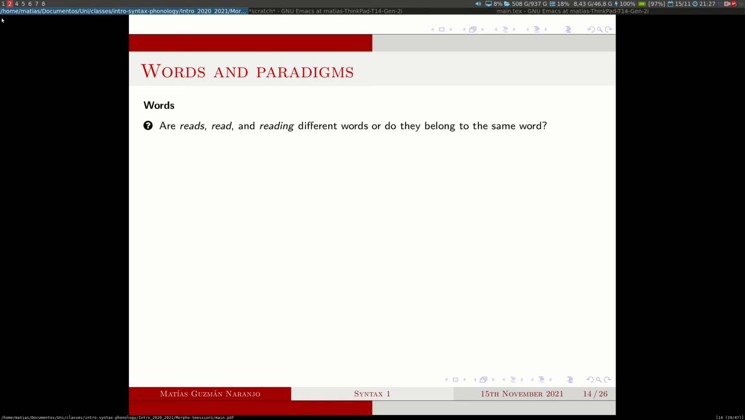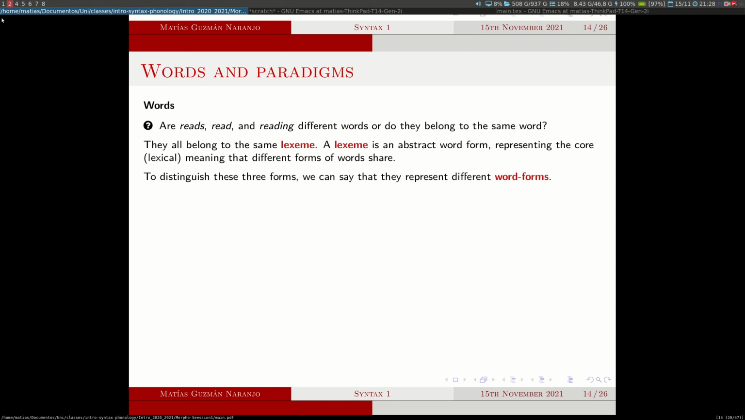Pronouns can also be in paradigms, demonstratives can also be in paradigms, but we mostly think of nouns, verbs, and adjectives. So, for example, if we are talking about reading, those are different words, but they also belong in a sense to the same core meaning, and we call that a lexeme. So these are word forms from a lexeme, and a lexeme is like an abstract word form which represents the core lexical meaning of many forms.